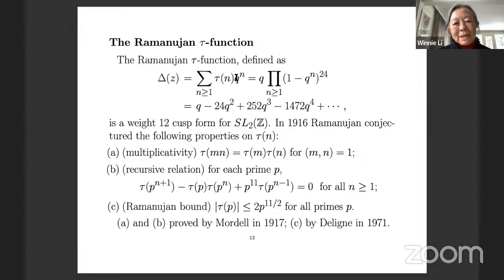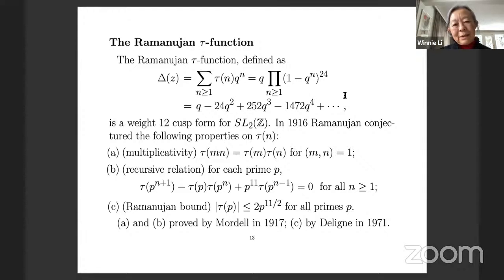When we expand it, we get this q-expansion for Δ(z). And we can see that all the coefficients are integers. And Ramanujan was interested in this because this infinite product part is related to the generating function of the partitions.